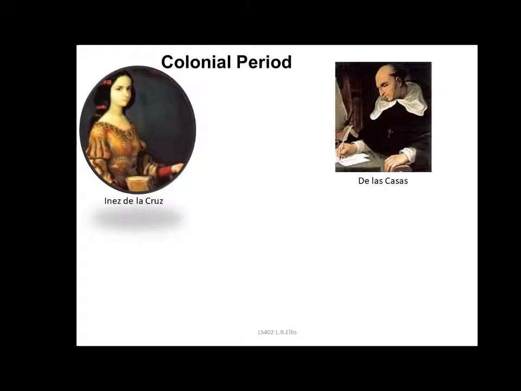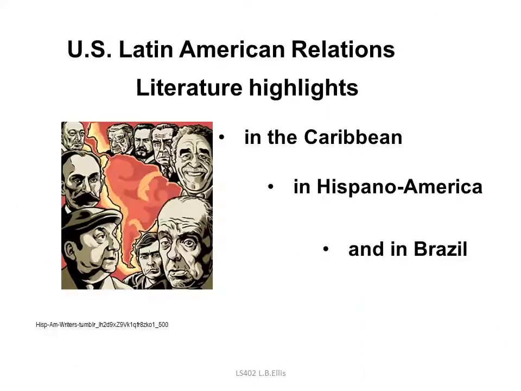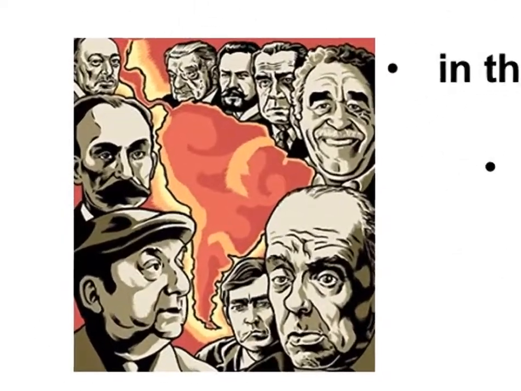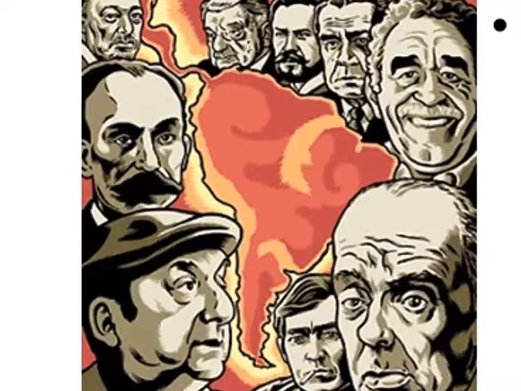Then we will move on to colonial life and meet important figures who left their legacies, such as Inés de la Cruz and de las Casas. You will also learn about the causes and consequences of independence movements and leaders such as San Martin and Bolivar. After independence, the dynamics changed and there was a power shift from Europe to America. The local literature began to take shape in the new countries that were being formed.